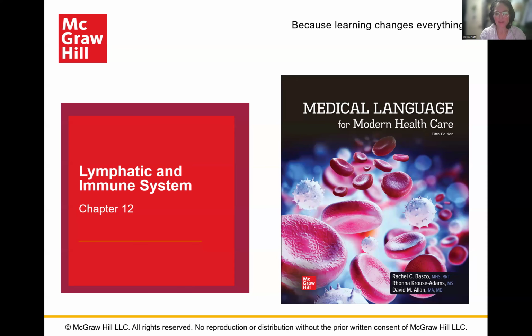Hello, medical terminology students. This week we are focusing on the lymphatic and immune system, chapter 12, and we will also be doing chapter 19 this week, which has to do with aging. The term for age is senescence, which means old age. So let's do chapter 12 about the lymphatic and immune system.